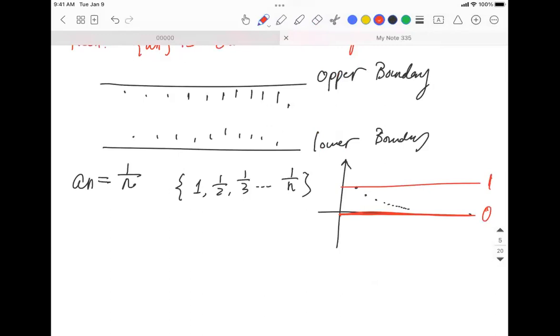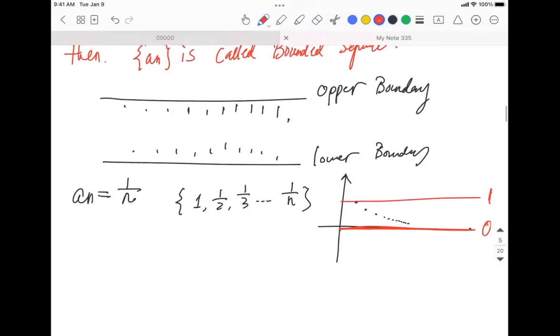So that being said, you have such a sequence. For this sequence, the upper cap is 1, and the lower bound is 0. It's going to be very close to 0, but you will never ever touch 0. So this is actually a very standard, very typical representation of a bounded sequence.